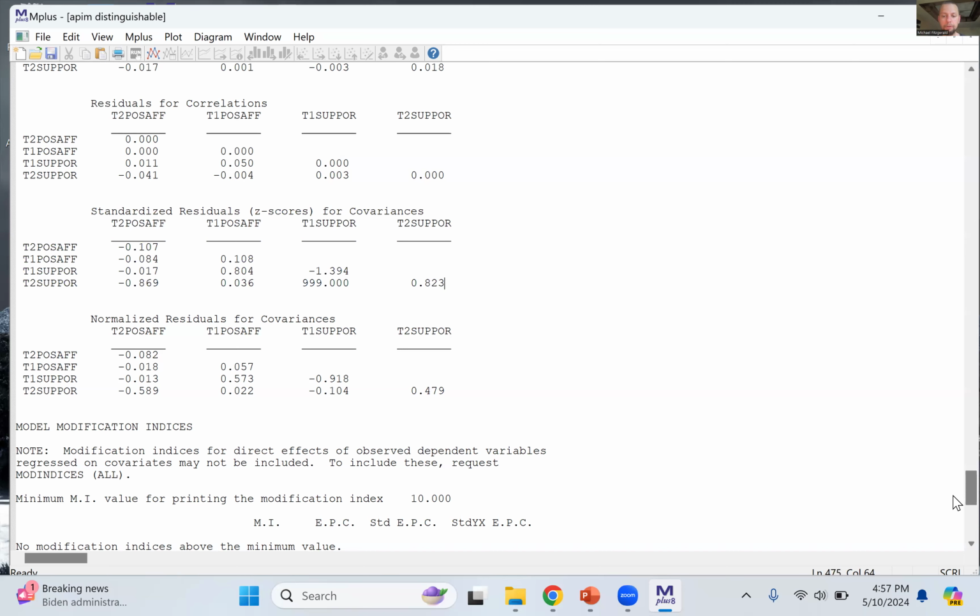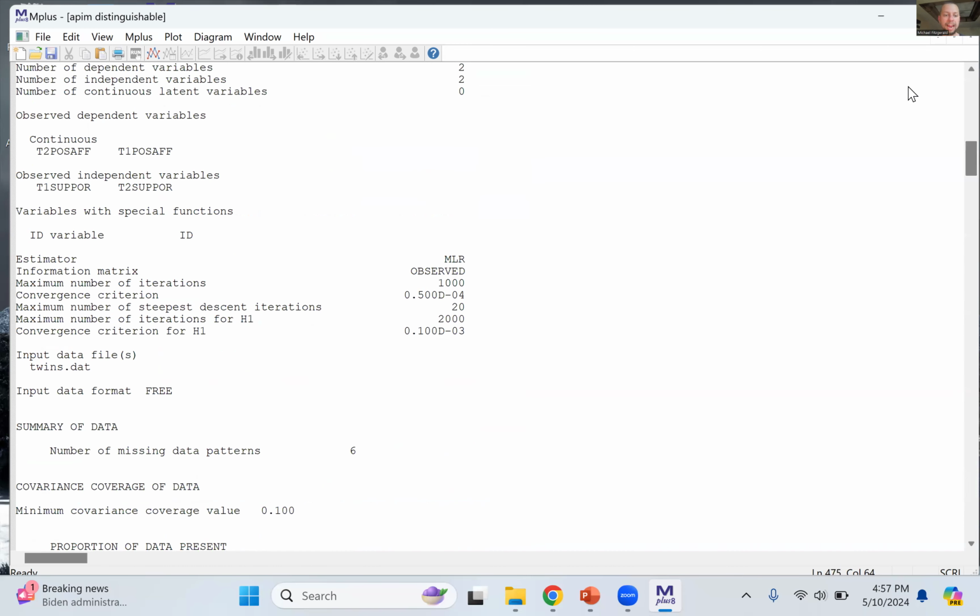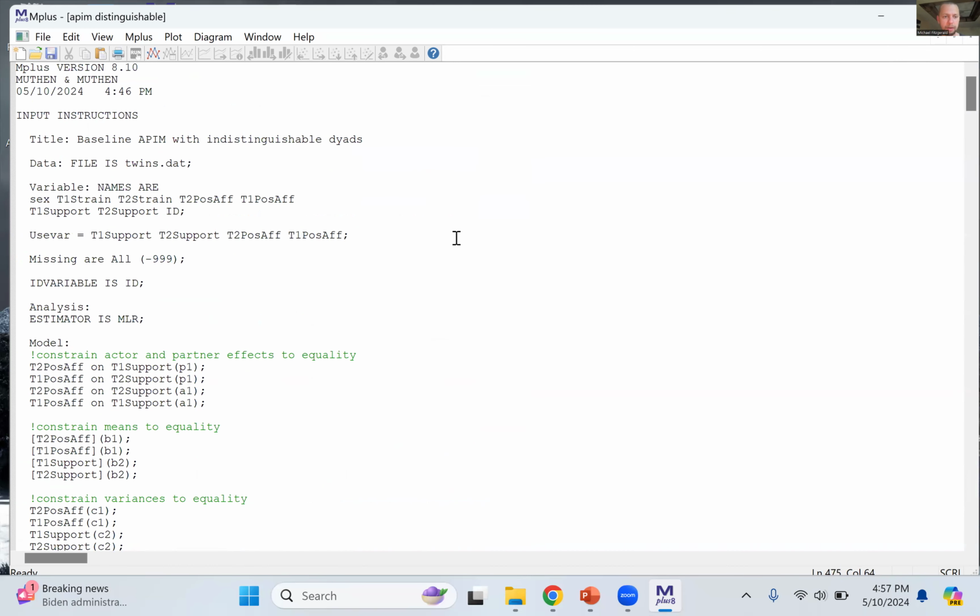Hopefully this was helpful in walking you through the actor-partner interdependence model with indistinguishable dyads. I will continue to create these videos and expand them to mediation and moderation for indistinguishable and distinguishable dyads alike.